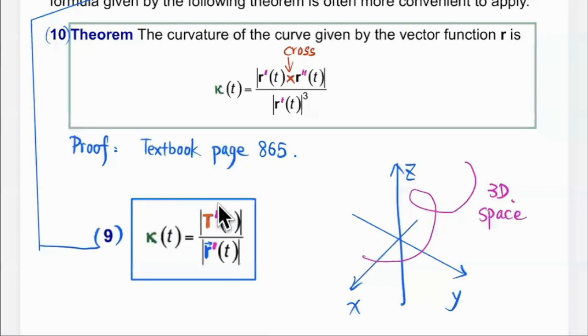Now, although this formula here can be used in all cases to compute the curvature, the formula given by the following theorem over here is often more convenient to apply. And what does it say? It says that the curvature of the curve given by the vector function r is going to be the magnitude of the cross product of r prime with r double prime, divided by the magnitude of r prime raised to the third power. For the proof of this theorem, please refer to your textbook.